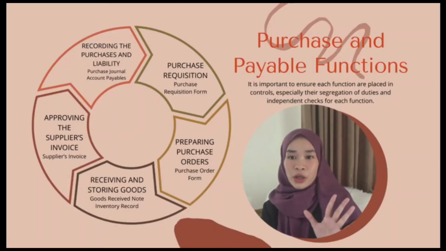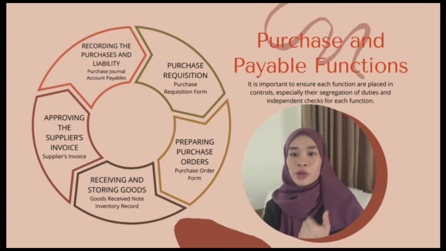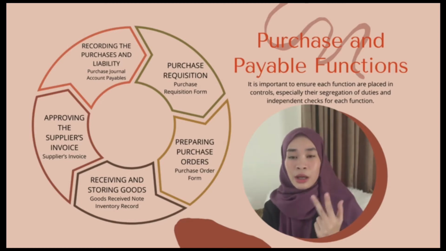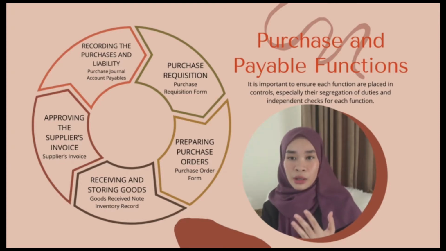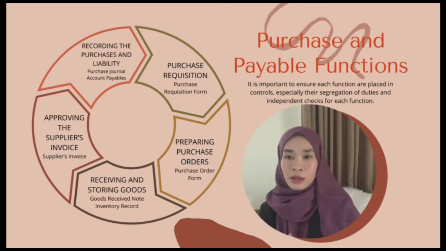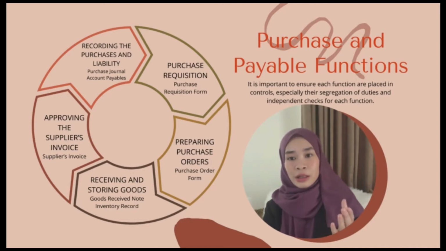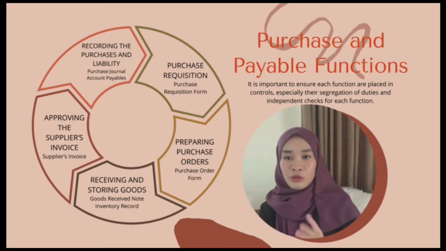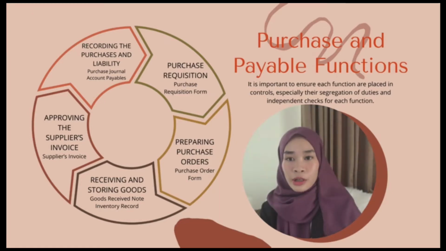There are 5 main functions in the purchase and payable transaction. The first one is purchase requisition. The second one is preparing purchase orders. The third one is receiving and storing goods for inventories. The fourth one, approving the supplier's invoice. And lastly, recording the purchase and liabilities that occur in the purchasing transaction. They need to ensure that each documentary evidence in each function should be prepared thoroughly by an authorized entity. Internal verification of relevant documents is needed to ensure and validate the occurrence of the transactions.